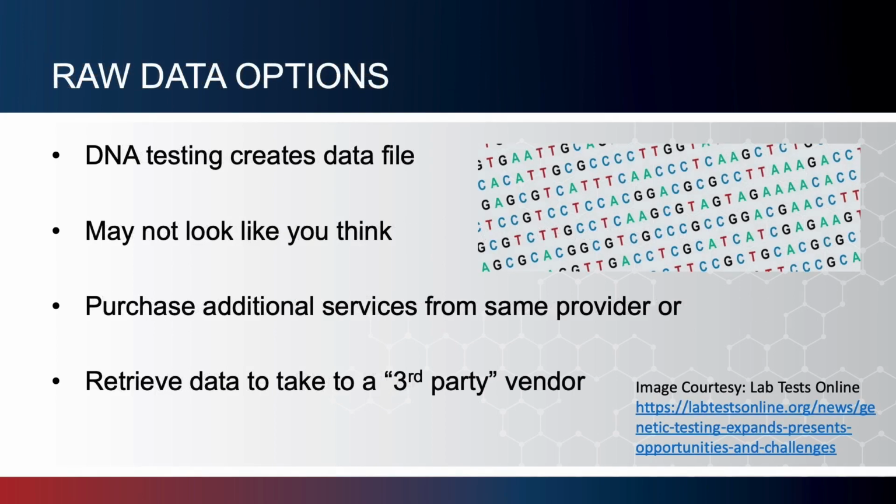Once you do genetic testing, anytime you test DNA, it creates a data file. That data file may not look like what you're thinking. Most people, when they think of a data file or a printout for their DNA, picture something like what you're seeing on the right side of the screen. The 4 letters of your DNA printed out. That's usually not what the data file looks like.